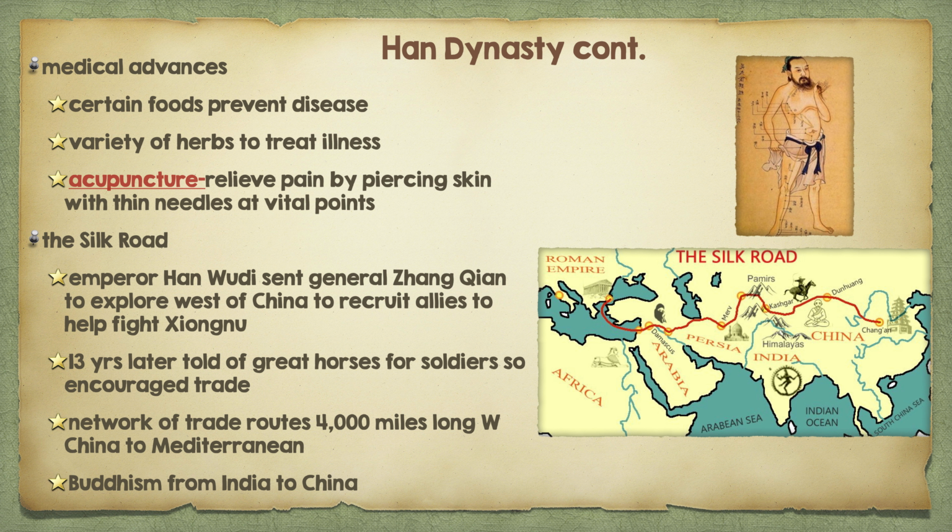Well, he comes back 13 years later, and he doesn't really have anyone to help him fight the nomads, but he does come back with all these interesting stories about the other people and cultures and all the products they have. And one of them that is really interesting to Hanwudi are these horses that are very strong and large, and Hanwudi wants them for his soldiers. So we believe that they were probably talking about Kazakhstan. And so he starts encouraging trade to try to get things like these horses.